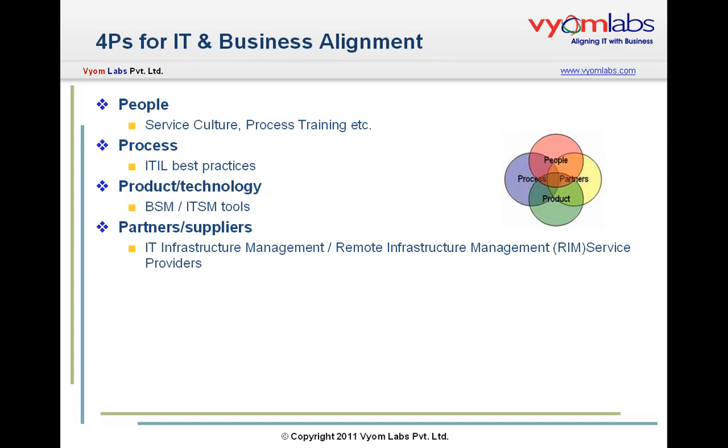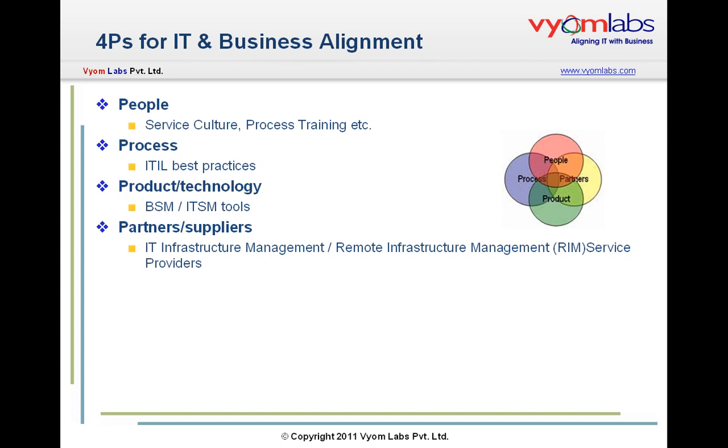Second is about the process. On the process side, one should follow some best practices, like ITIL, which is becoming a de facto standard in terms of improving IT's performance and IT's business alignment. If they want to go down that path, ITIL can be a very good framework and set of best practices which can be used by the organization.